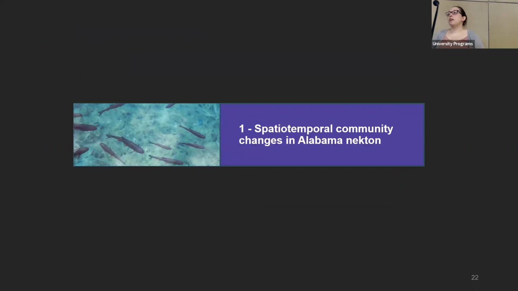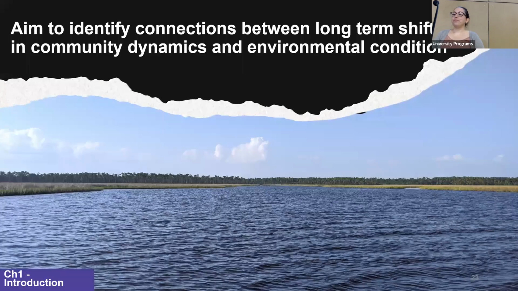So first I'll talk about chapter 1, which looks at spatiotemporal community changes in Alabama nekton. This chapter is focused on long-term changes in nekton communities influenced by climate change. And the aim here is to identify long-term trends in Alabama nekton community dynamics and identify any existing connections between community dynamic shifts and environmental condition. So by gaining a better understanding of what environmental factors have influenced abundances of nekton species in Mobile Bay in the past, we can hopefully better predict nekton community dynamics under future climate scenarios.